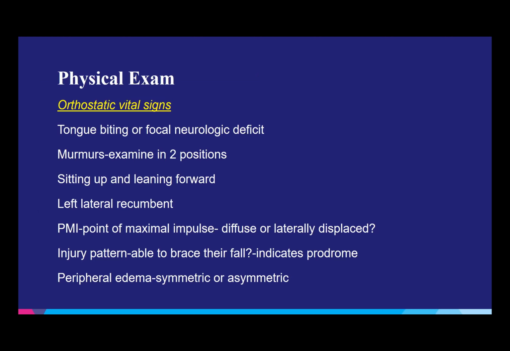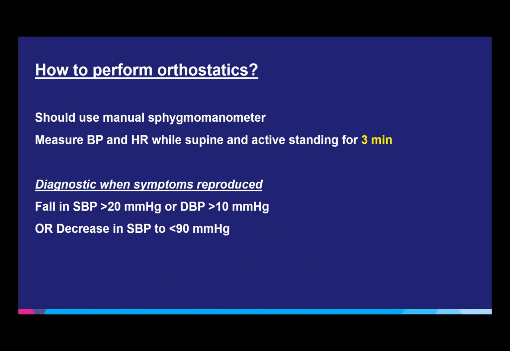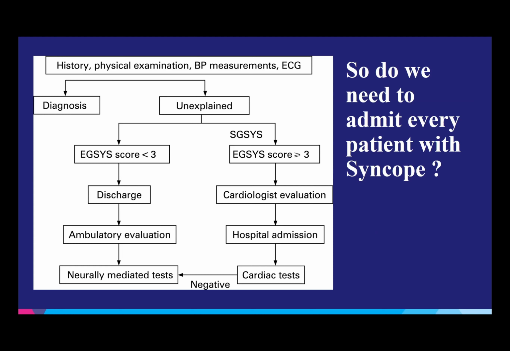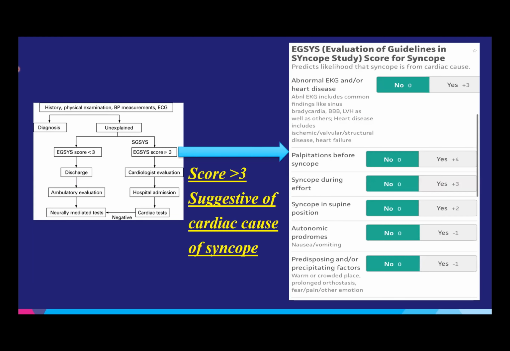One thing I didn't include, and which is really important, and I say this all the time to my teams, between this history and physical, it should always be followed by a medication list. You really want a robust list of medications because multiple medications cause orthostasis. And there's a couple of scores that have been developed over the years. One is this EGSYS score. And the reason they've developed these scores really is to do triaging at the ED level. Here, let's skip a slide ahead.